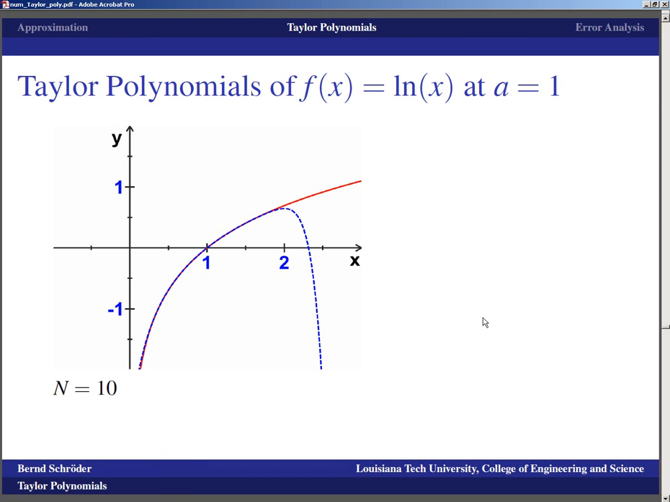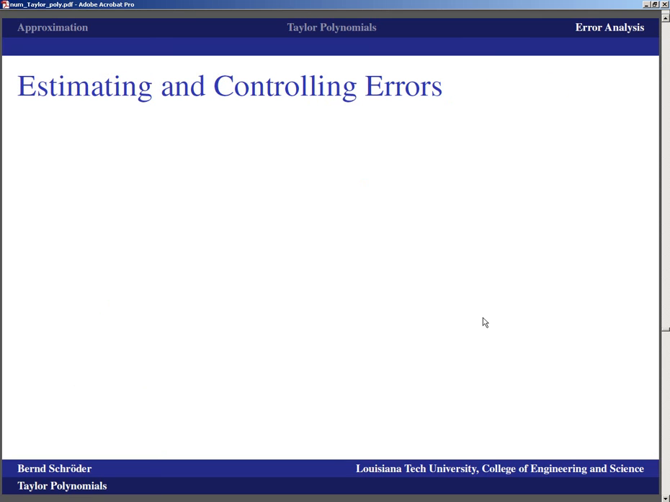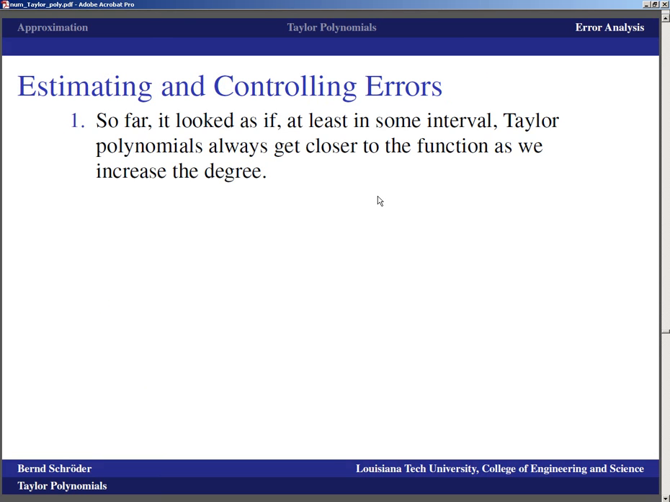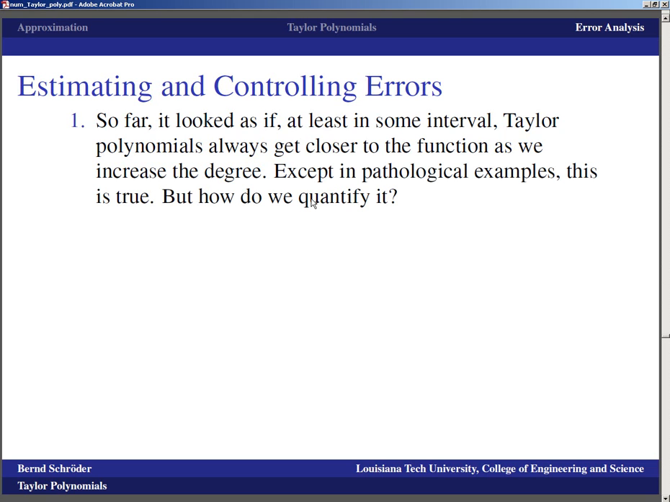Okay, so once we can see this phenomenon that Taylor polynomials have the potential to be good approximations, we want to know how big the error is, and ideally we want to control the error. So at least in some interval, Taylor polynomials always get closer to the function as we increase the degree. And that is true except in pathological examples that you can see in an advanced class, but they really take some constructing, so we're not going to mess with them here.